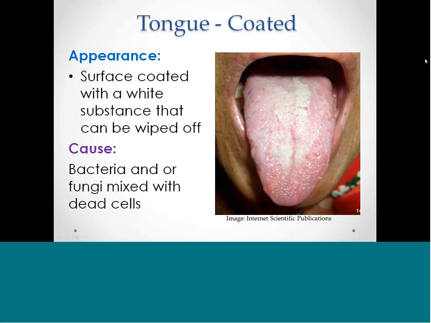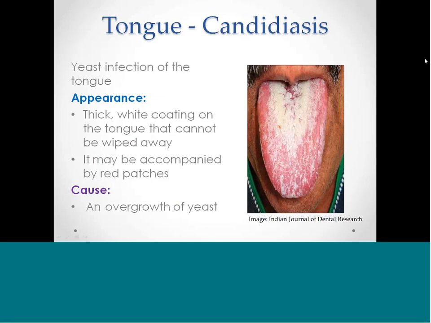Candidiasis. Candidiasis will appear as a thick white substance coated on the tongue that cannot be wiped away. It may also be accompanied by red patches. The cause of candidiasis is an overgrowth of yeast that can cause this infection. This is a very common oral manifestation of antibiotics because yeast have an opportunity to thrive when there is less bacteria present.